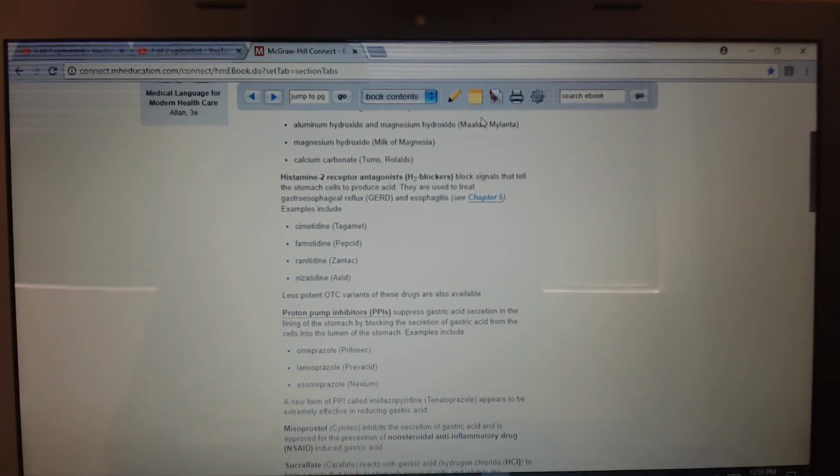A new form of PPI called imidazopyridine, tenatoprazole, appears to be extremely effective in reducing gastric acid. Misoprostol, Cytotec, inhibits the secretion of gastric acid and is approved for the prevention of non-steroidal anti-inflammatory drug-induced gastric ulcers.